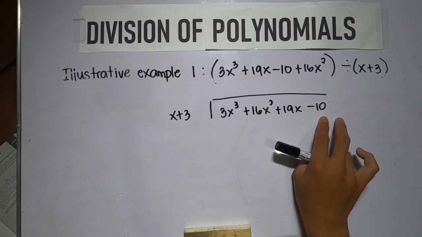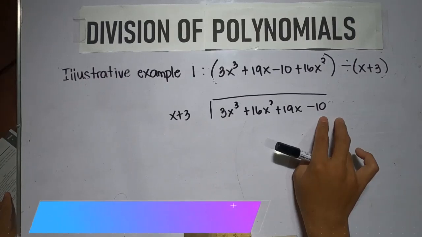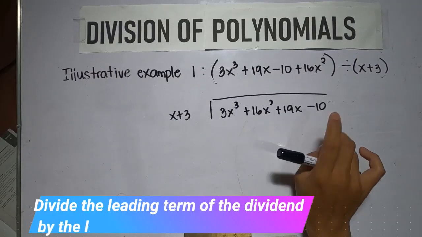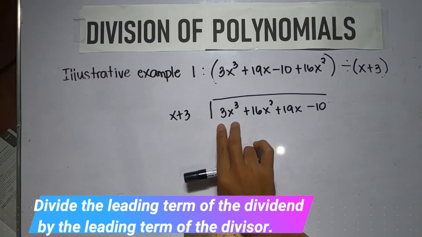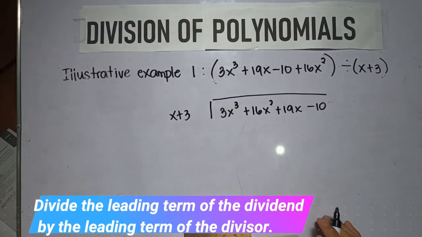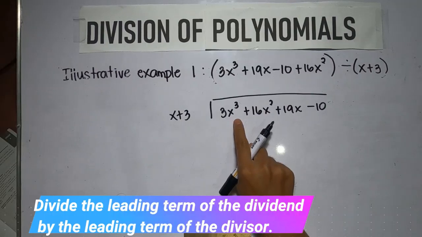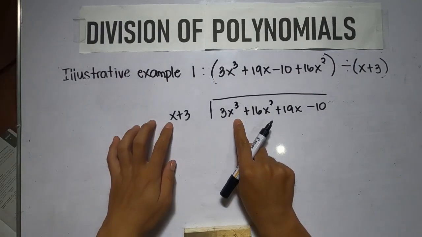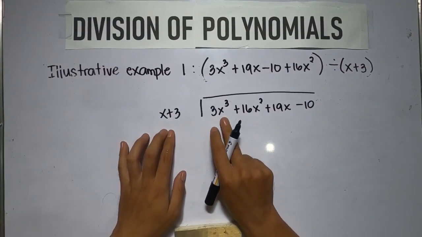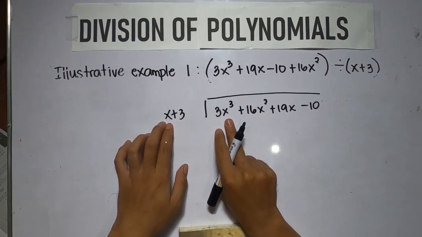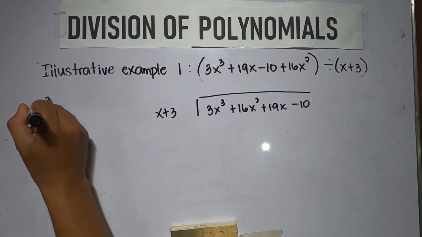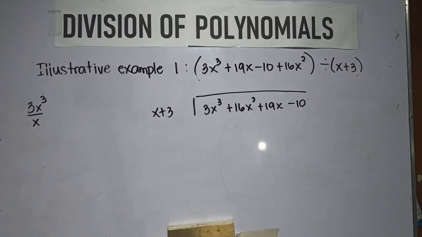The second step is to divide the first term of the dividend by the first term of the divisor, or the leading term of the dividend divided by the leading term of the divisor. The leading term of our dividend is 3x cubed, and the leading term of the divisor is x. So we will divide 3x cubed divided by x.